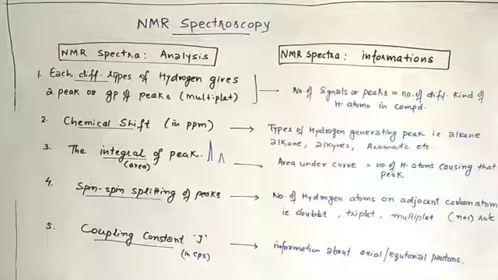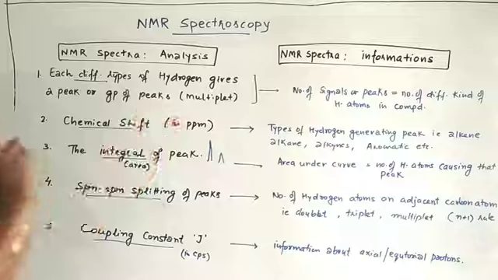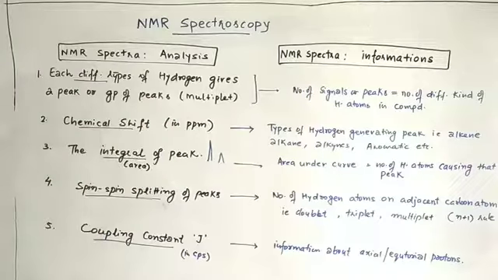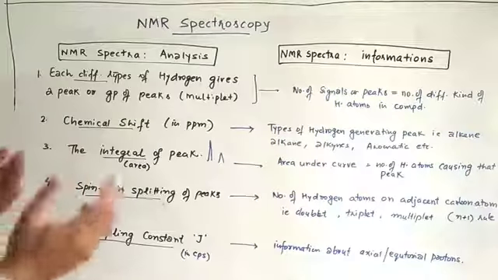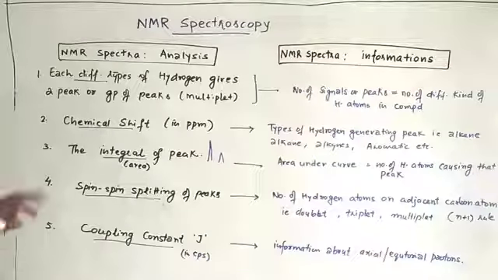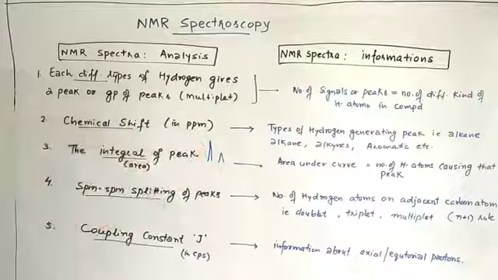of protons. If there are 2 peaks in the NMR spectra, it means we have 2 types of hydrogen atoms in the compound. Now what is the number of each of these 2 types? How many hydrogens are there of type 1? How many hydrogens are there of type 2? That we will come to know from this area. The length or the height of the peak gives information about the number of hydrogen atoms.